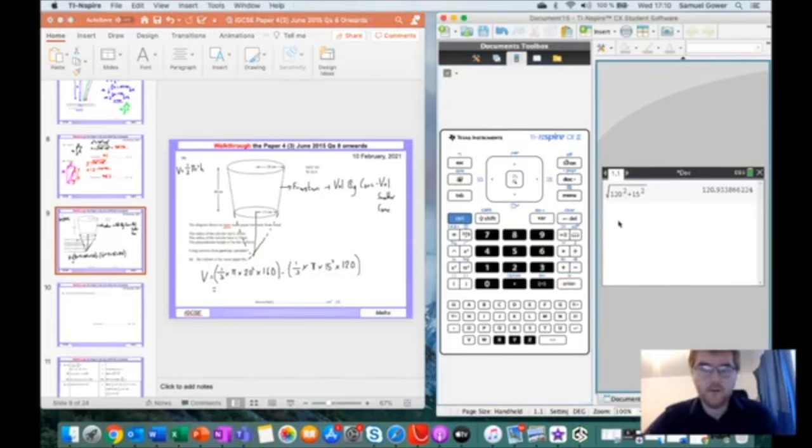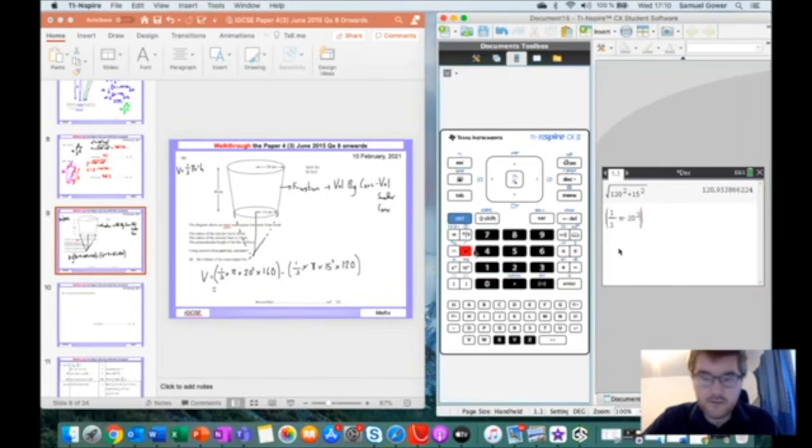So I'm going to put this in brackets. So we've got control, 1/3 times pi times 20 squared times 160, minus open brackets or fraction, control divide, 1/3 pi times 15 squared times 120. Very important, yeah, we're using the answers from part A.